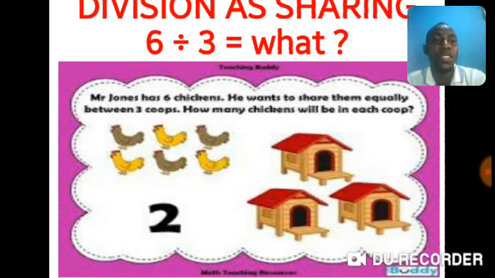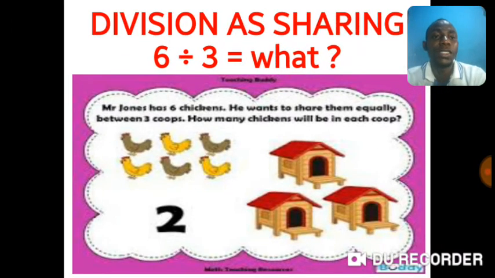In Mr. Jones's poultry farm, he has 6 chickens and 3 coops. Now, we want to find out how many chickens will sleep in each coop, that is, if we are to share them or distribute them equally into the coops.